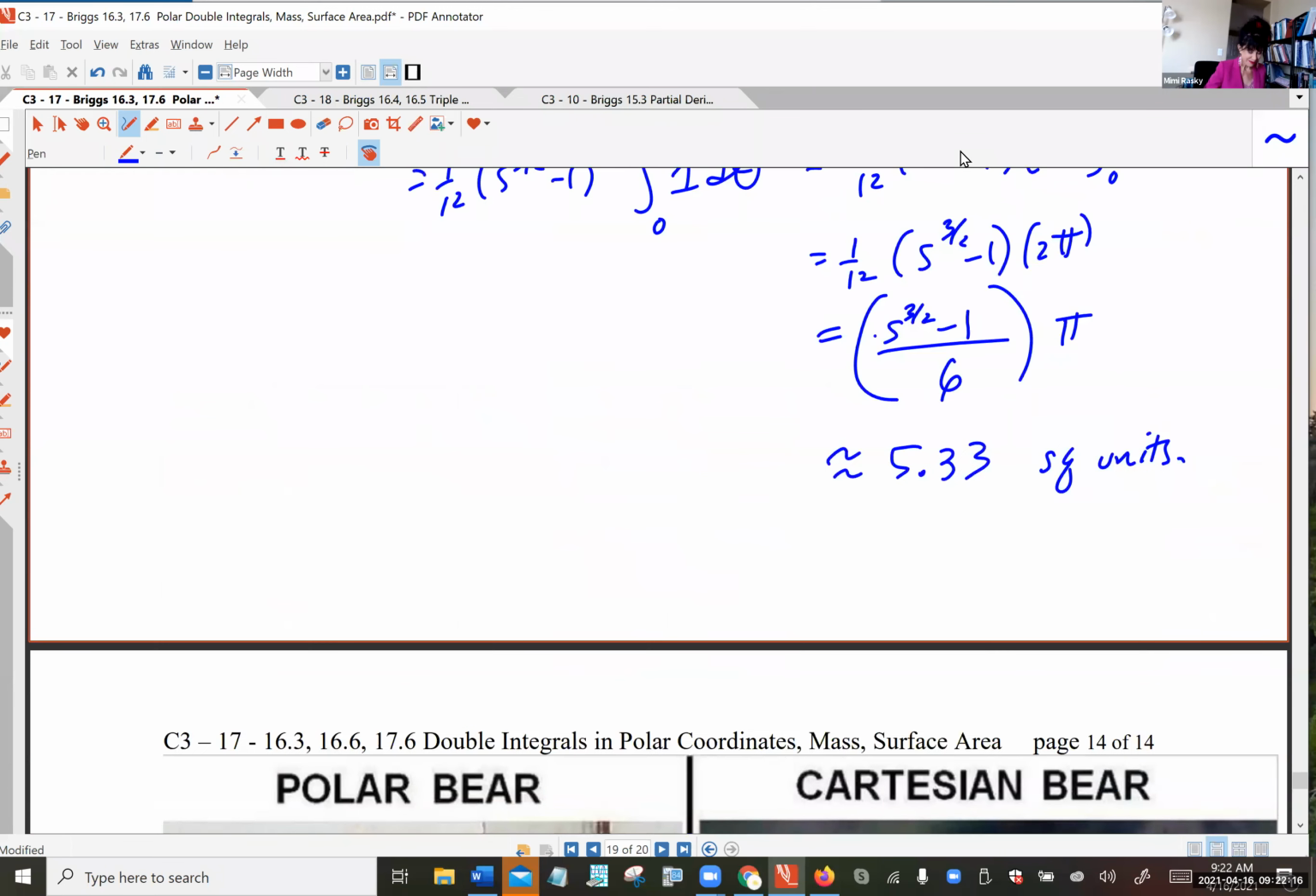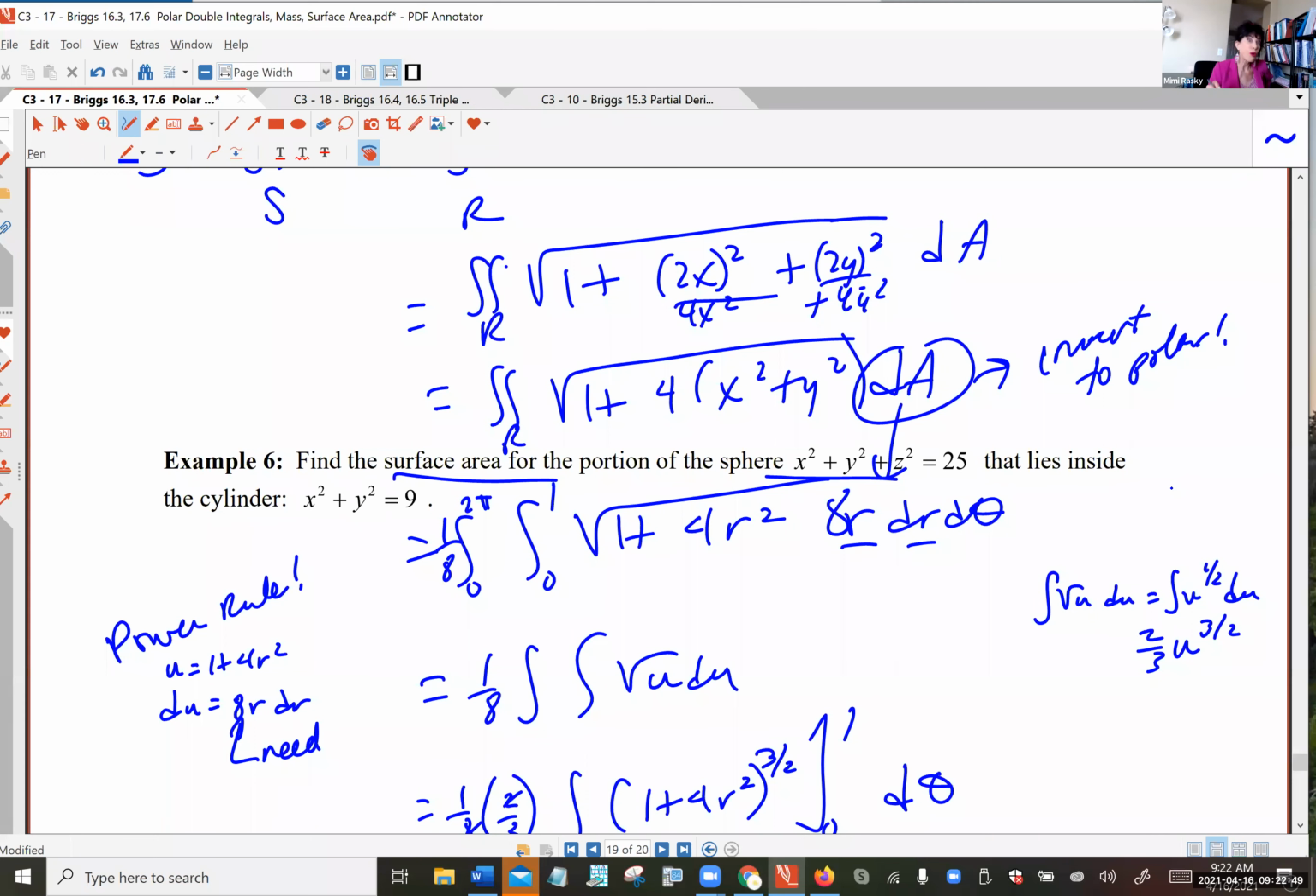Okay. So example 6 is, you're probably going to hate me because of the algebra involved, but I think I put this on like definitely one of my math labs, so check it out. We're going to find the surface area of the portion of a sphere, not the surface area of a sphere. There's already a formula for that. I think it's 4 pi r squared. A portion of the sphere that lies inside of a cylinder.